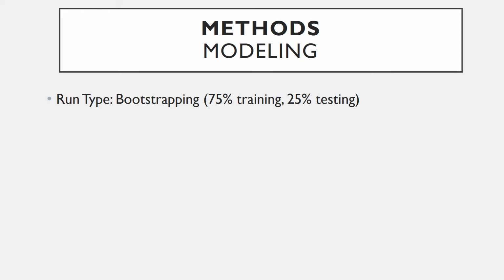For run type, we selected a bootstrapping resampling method. So we had MaxEnt use 75% of our presence data for training of our model, and then set aside 25% for model testing.